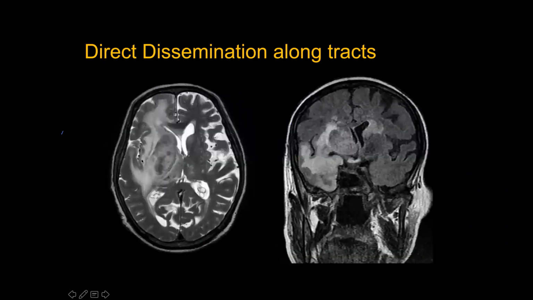This is another one that infiltrates along the tract. So this is a deep gray matter glioblastoma. It's gone down the temporal stem into the temporal lobe, and it's gone along the optic tract to involve the optic chiasm.